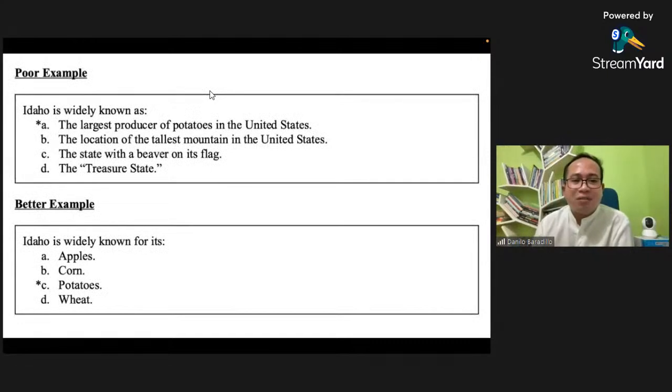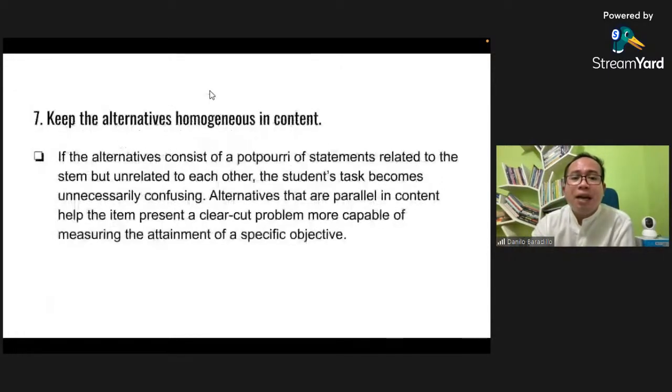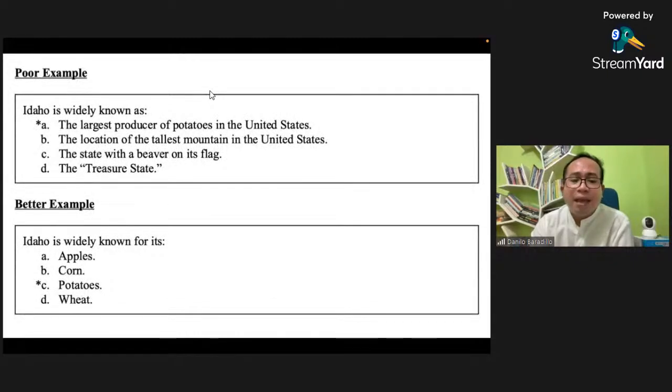Example, Idaho is widely known as the largest producer of potatoes in the United States, the location of the tallest mountain in the United States, or the state with a beaver on its flag and the treasure state. Or the better way of doing it is Idaho is widely known for its apples, corn, potatoes, and wheat. Okay, so now our alternatives have homogeneous content. What is this? These are all nouns.